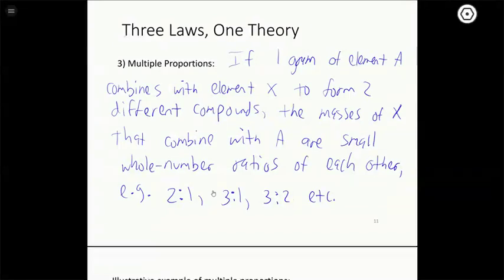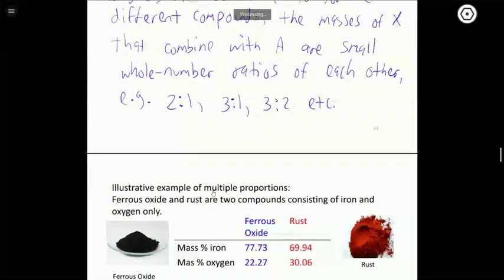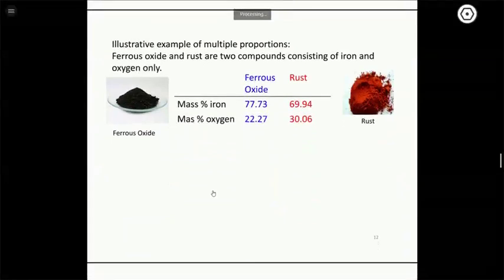And let's look at sort of an illustrative example of how this works. So again, like I said, the definition is kind of wordy and hard to understand by itself. So let's look at some real data and see, using what we already know, how this plays out. So one example of law of multiple proportions is if we combine iron with oxygen, we can form two different compounds.